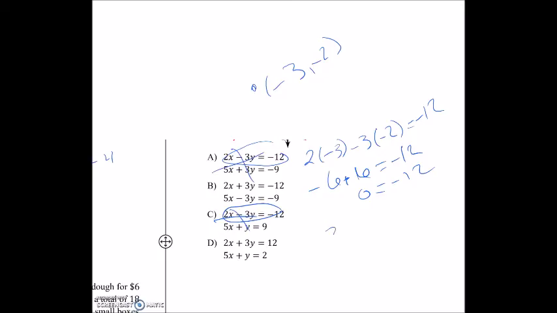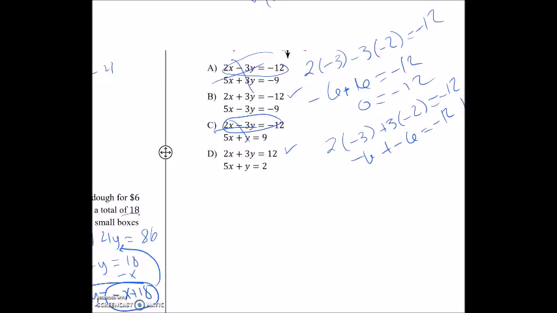So let's try the next one. 2 times -3 plus 3 times -2 equals -12. -6 plus -6 equals -12. That is true. But which one would it be? So we have to try now with that 5x minus 3y. So I have 5, substitute it with the x, which is -3, minus 3 times -2, and that should be equal to -9. -15 plus 6 equals -9, and that is true, so that would be my answer.